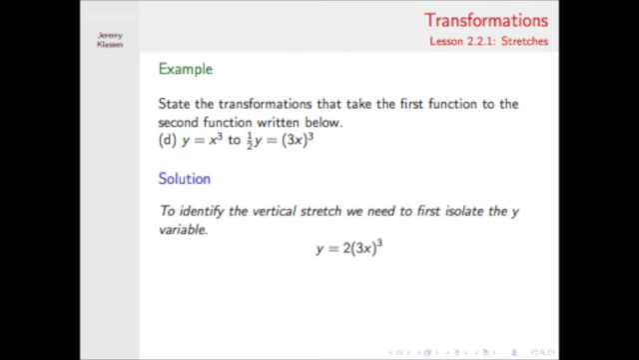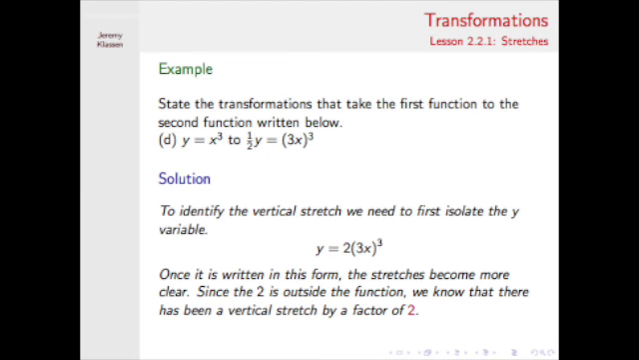Now let's identify the transformations that take y equals x cubed to 1/2 y equals 3x all cubed. And in this case here, to identify the vertical stretch, we should first isolate the y variable. It's not absolutely necessary, but it's a pattern that I'm trying to establish with people. And when we do isolate y, we get that y is equal to 2 times 3x all cubed. And once it's in this form, the stretches become fairly obvious.